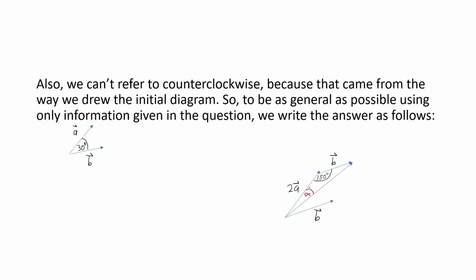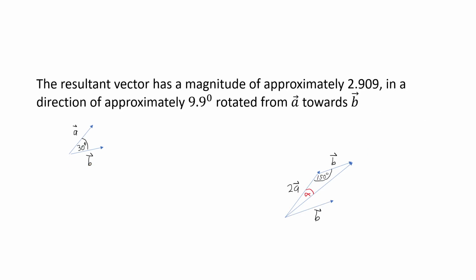So we're going to be able to say that we have a magnitude of approximately 2.909 in a direction of approximately 9.9 degrees rotated from A towards B.